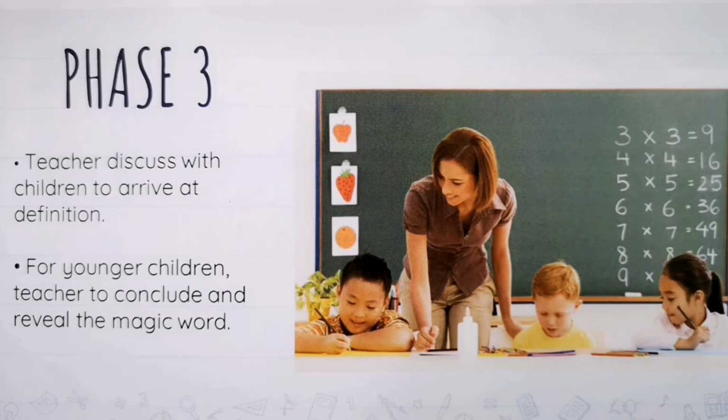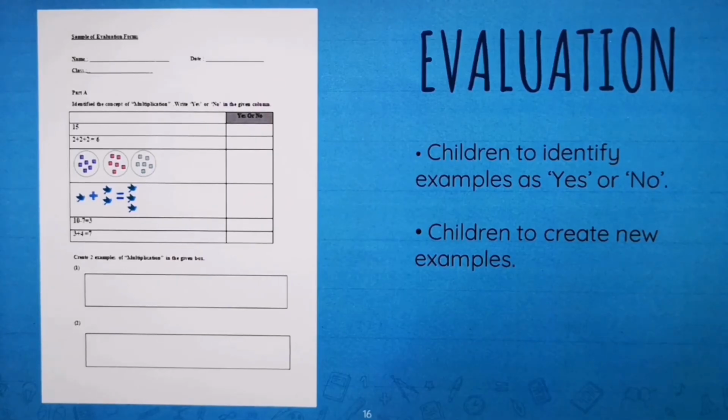The class flow should take into consideration the students' age. For younger children, the teacher may help to conclude and review the magic words. Give a little more explanation on the concept that they are learning today. Explain that multiplication is repeating addition. The teacher can further evaluate the understanding and concept attainment by identifying the unlabeled objects or asking the students to create new examples. This will enable the teacher to assess the understanding of individual students.